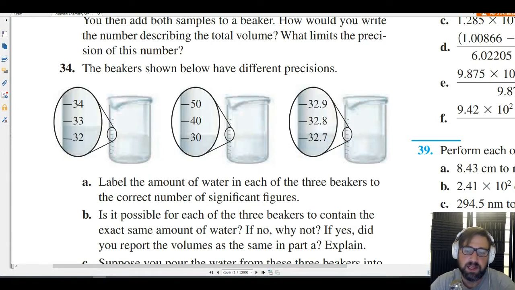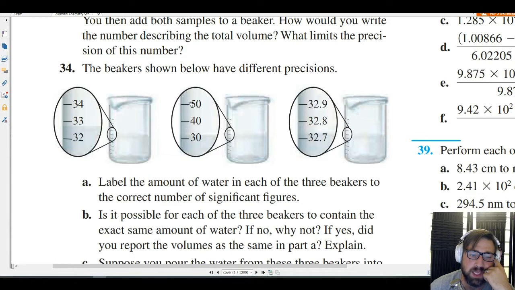Actually go through and label the amount of water in each of these. If the markings in this first beaker are to the ones place, that's the only markings we have. That means we can estimate to one more, the tenths place. In that case, looking here, I would just call this 0.7, so 32.7.